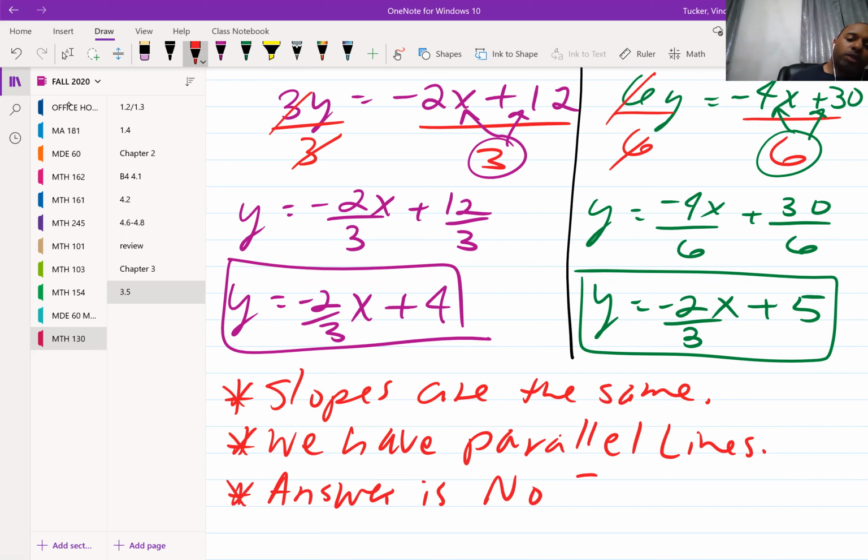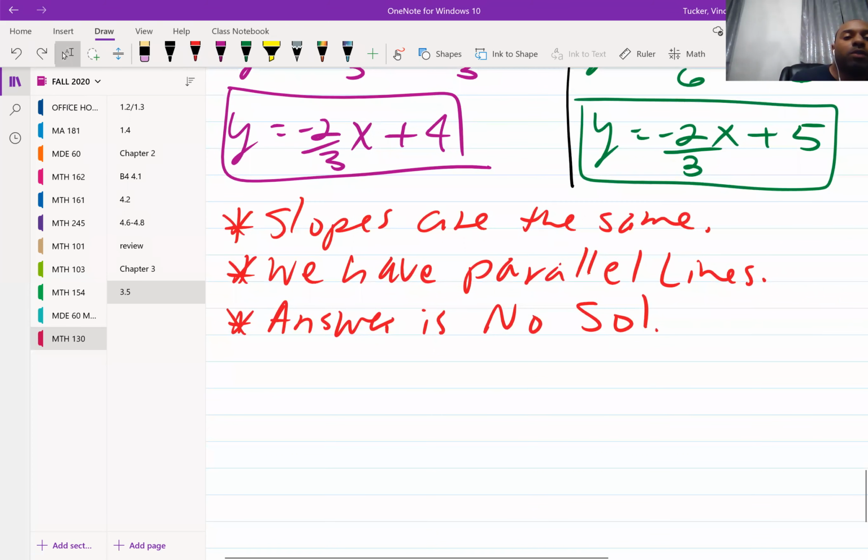Remember I told you from the scenario that if you have parallel lines, the answer is no solution. Since we have the same slope, which is negative 2/3, that means we have parallel lines. That means we have no solution. Now, MyMathLab is going to want you to graph it though, but at least you know what the answer is supposed to be. If you have the same slopes, you have parallel lines. If you have parallel lines, that means your answer is no solution. All right. So what I'm going to do is go ahead and graph by using the slope method.